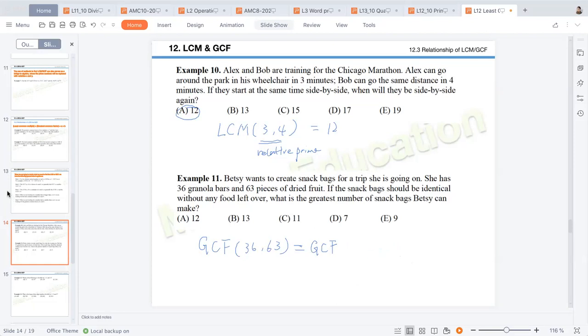We also can use this: 36 equals 3 times 3 times 2 times 2. And 63 equals 7 times 3 times 3. So the same part, the common part is 9. Yeah, I think all of you give me the right answer. Thank you.